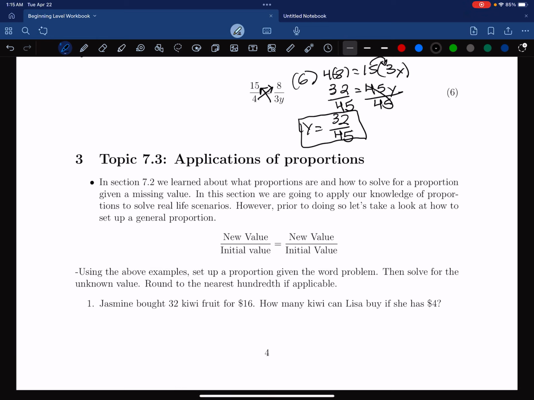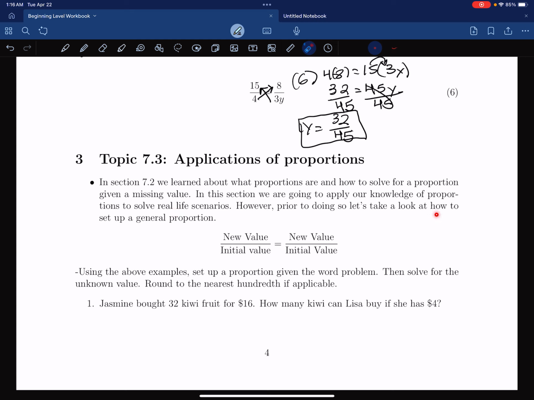Welcome to the last section of Module 7. In this video, we are going to be using what we learned about ratios and proportions, and we are going to apply them to real-life scenarios. So, in the last section, we learned about what proportions are and how to solve them given a missing value. Now in this section, we're going to apply that knowledge of proportions, like I said, to solve real-life scenarios.